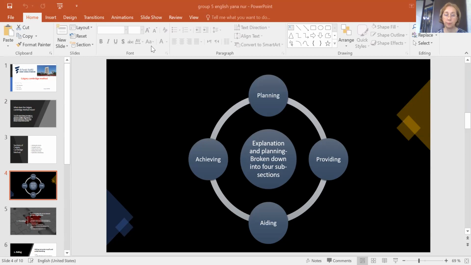Since the Calgary-Cambridge model is presented in 3 diagrams, but here we are presenting it in 4, the aiding, providing, and aiming. Noor, please put it on slide 14. Oh, sorry. Okay.